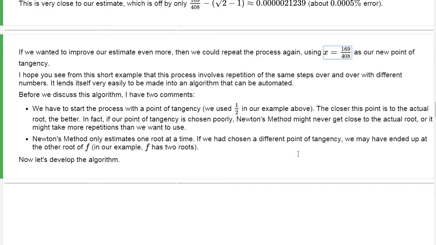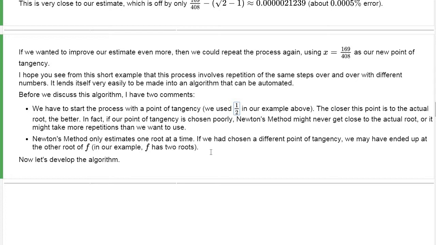Now before we set up the algorithm for the computer to use, I will have a couple comments. One, we have to start this whole process somewhere. We needed a point of tangency to begin with. The computer can't choose that. So we used a half in the example we did, and that was based on just eyeballing it from the graph. Now the closer that initial guess is to the actual root, the faster Newton's method will give us a good answer. If that initial guess is chosen poorly, Newton's method might actually fail. It might not get to the actual root, or it might take 1,000 repetitions to get there. So you have to be careful in choosing this initial guess.